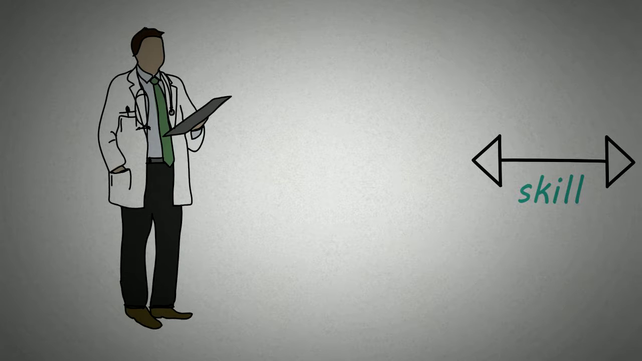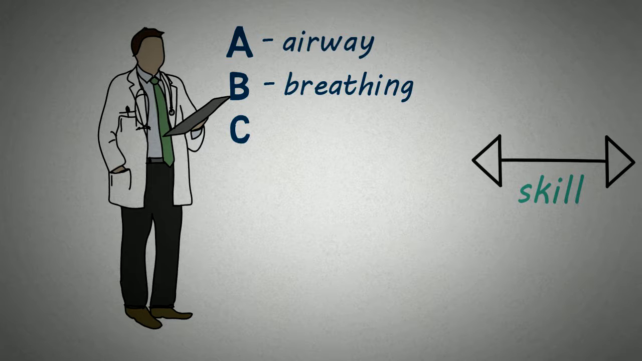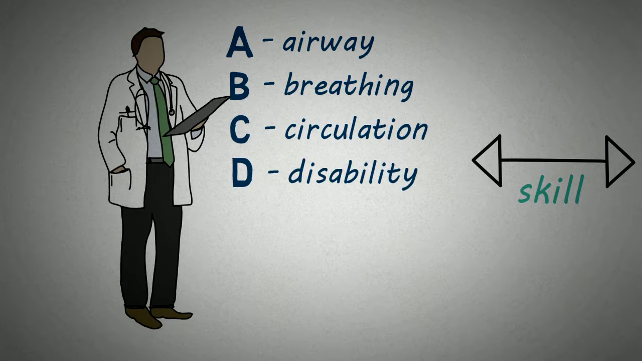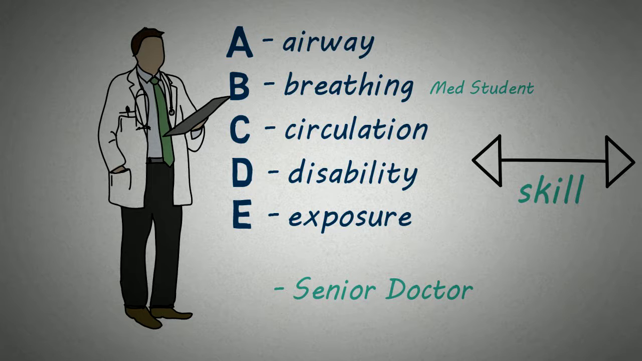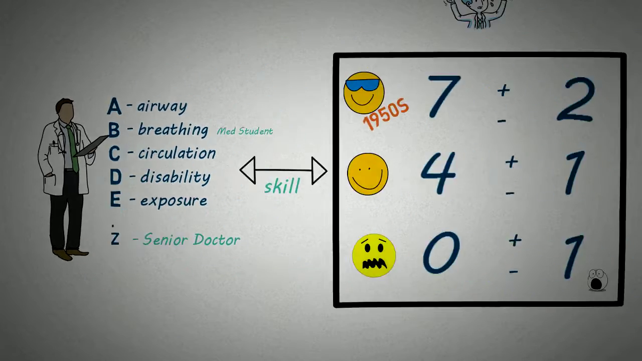And the way that we're taught to spot a sick patient is using the A, B, C, D, E approach. As a medical student, what tends to happen is you probably get stuck around about B. Whereas for a more senior doctor, you can get through the whole of the alphabet, all the way from A to Z.